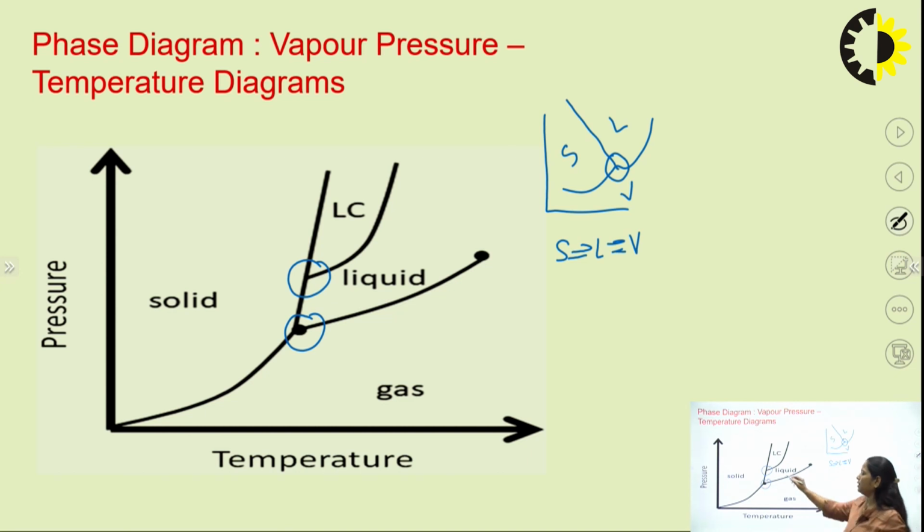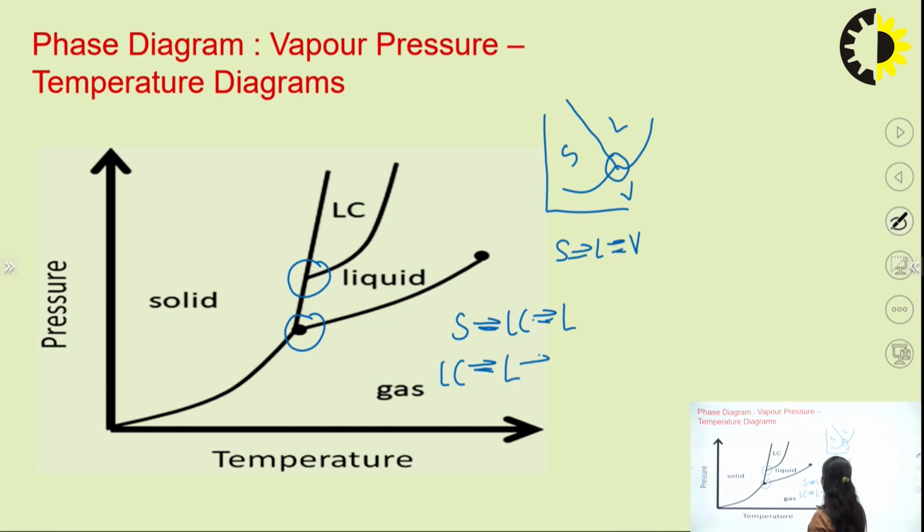And what does it mean that it has two triple points? It means we can say here solid is in equilibrium with liquid crystal and liquid crystal is in equilibrium with liquid, and liquid crystal is in equilibrium with liquid and liquid is in equilibrium with gas. So such a system in which two triple points can be observed means there is a formation of some mesophase, which is known as liquid crystal.